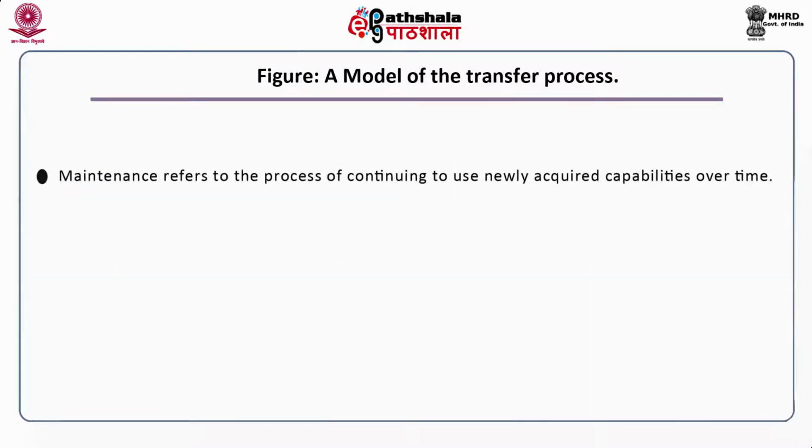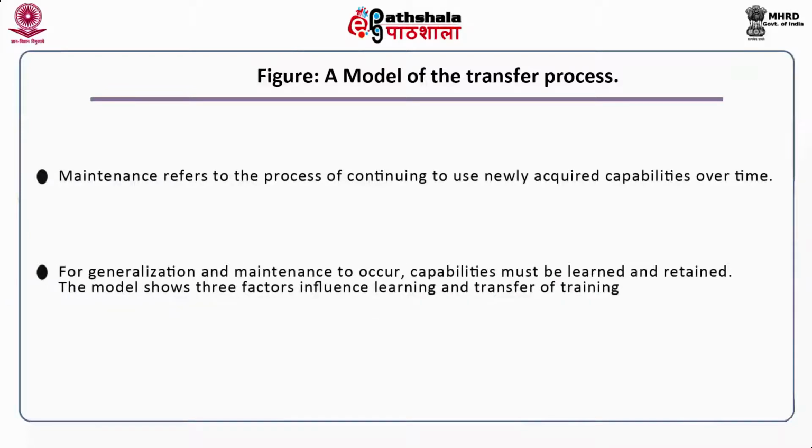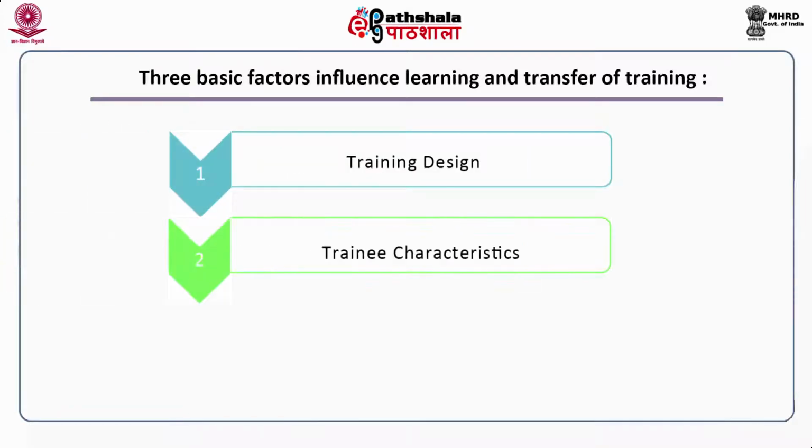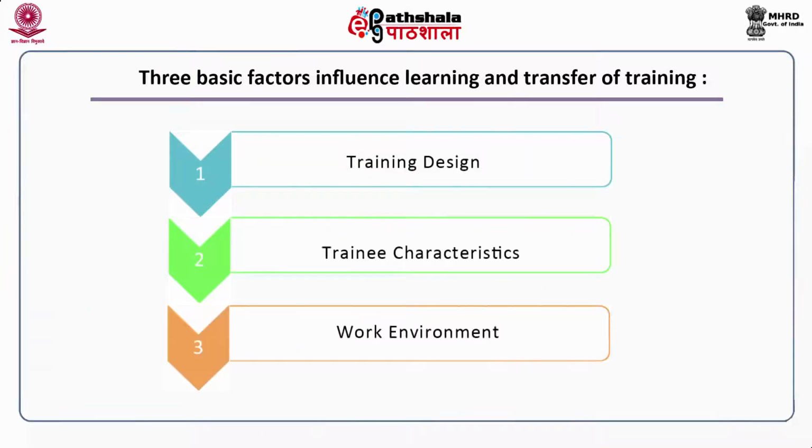Maintenance. Maintenance refers to the process of continuing to use newly acquired capabilities over time. For generalization and maintenance to occur, capabilities must be learned and retained. The model shows three factors influence learning and transfer of training. The three basic factors that influence learning and transfer of training, as you can see in the diagram, are training design, trainee characteristics, and work environment.